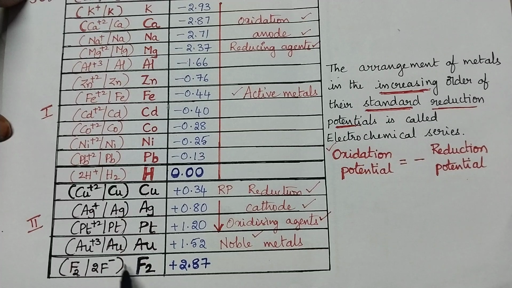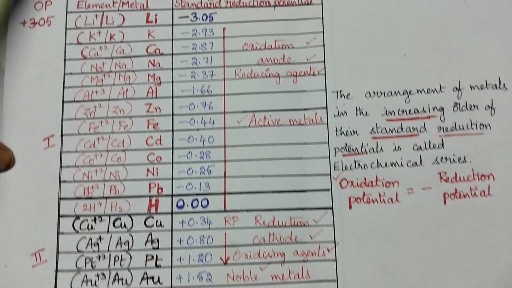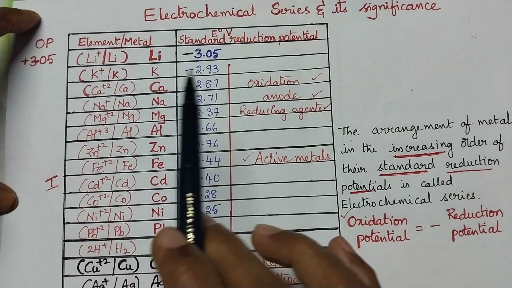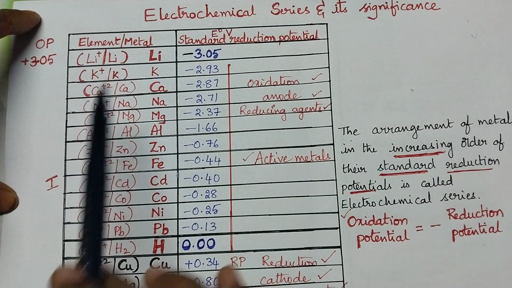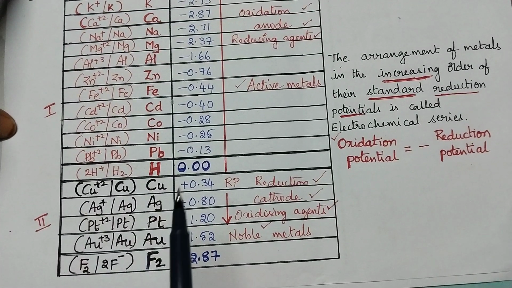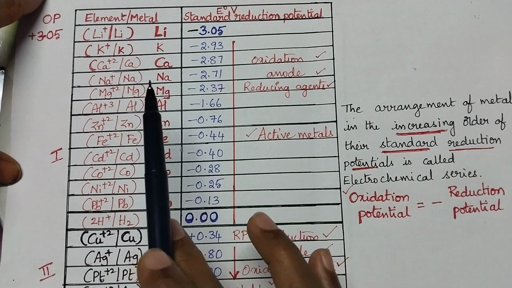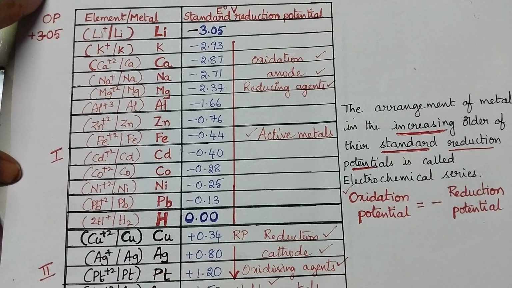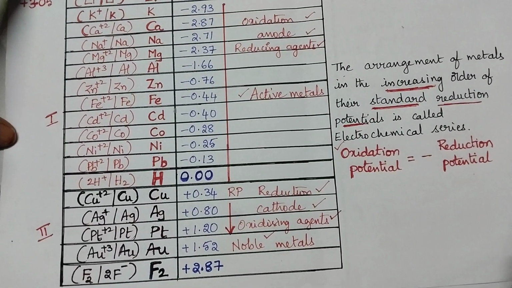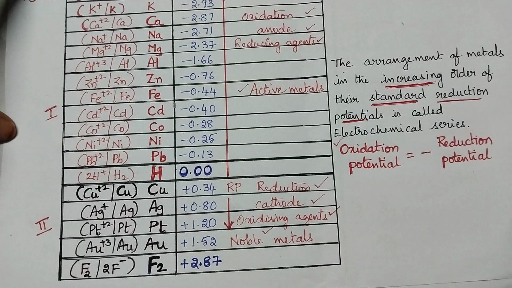Along with the noble metals, here halogens are also present. So, from this series, it is very clear that the metal which is having lowest standard reduction potential is lithium and the element which is having highest standard reduction potential is fluorine. So, which metal occupies the top position? That is lithium. And which element occupies the bottom position in electrochemical series? That is fluorine. Clear, students?